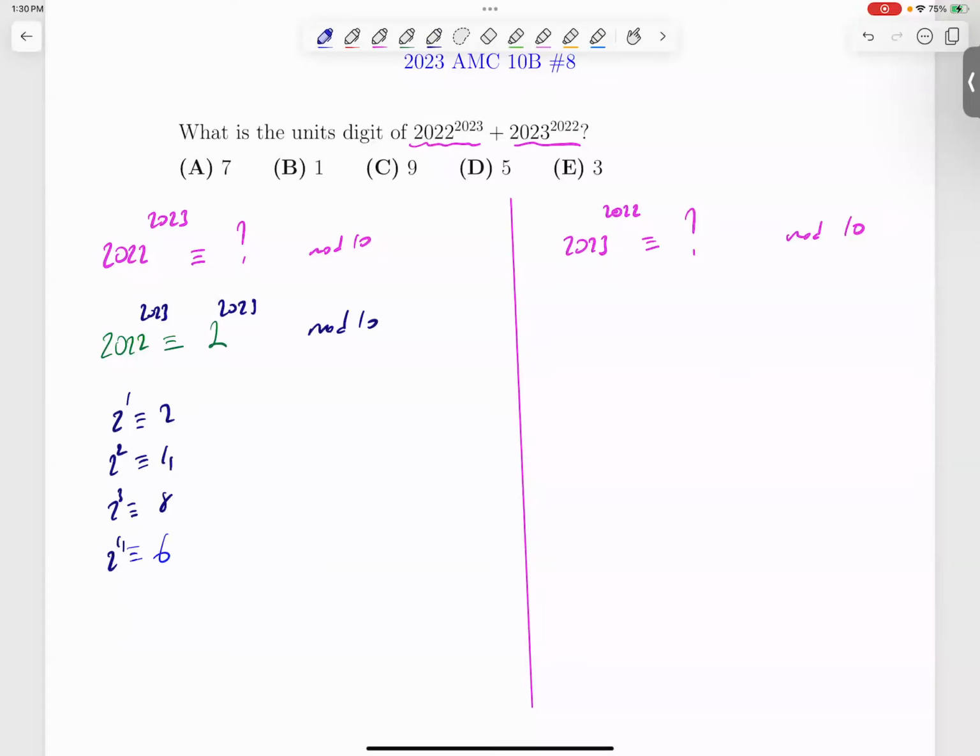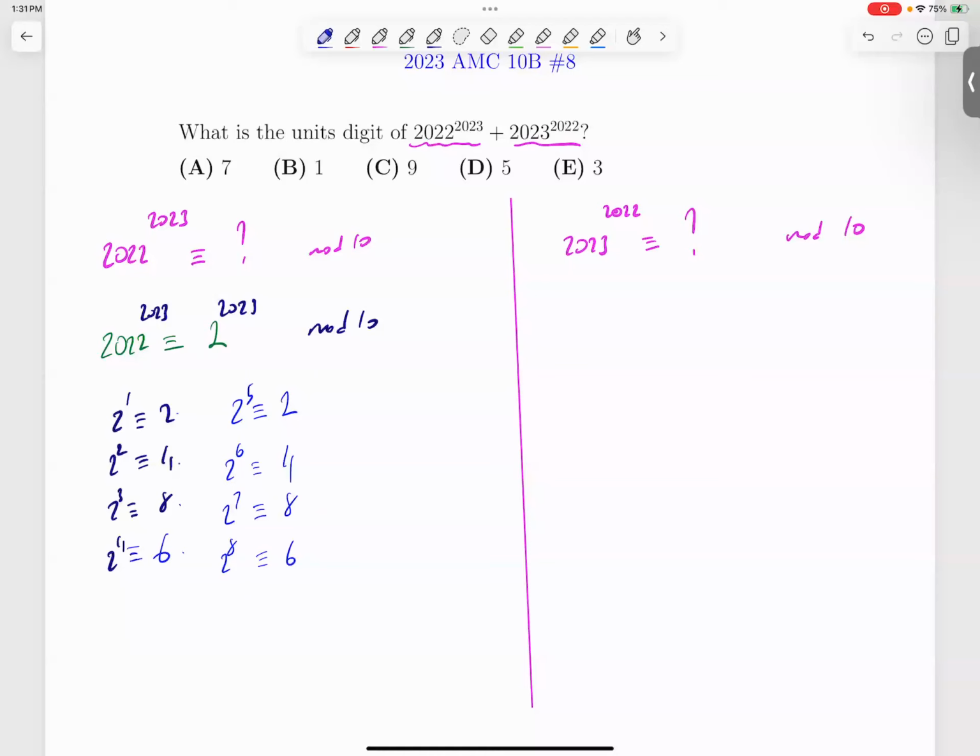If we continue finding the other powers, 2 to the power of 5 is 32, and if we divide by 10, the remainder is 2. 2 to the power of 6 is 64. If we divide by 10, the remainder is 4. 2 to the power of 7 is 128. Divide by 10, the remainder is 8. 2 to the power of 8 is 256. Divide by 10, the remainder is 6. We see that this cycle is going 2, 4, 8, 6.